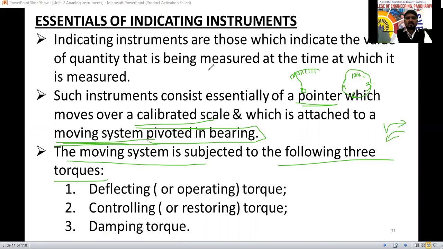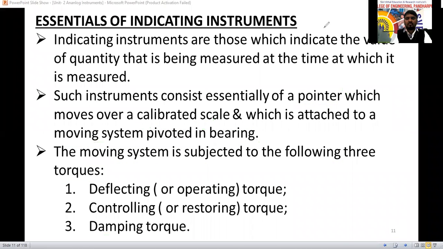The first force is the deflecting force. The first force is the deflecting force. I will take the diagram here now. Okay, here 0 is there. The pointer was initially at the 0 position.